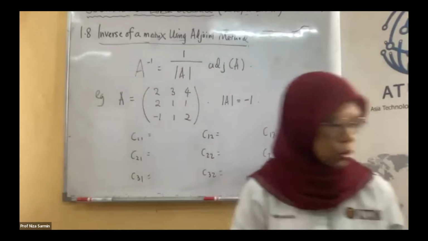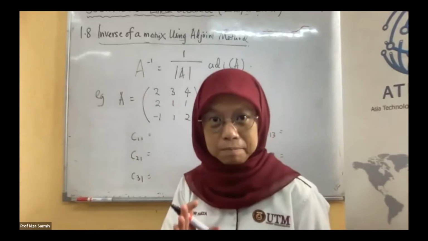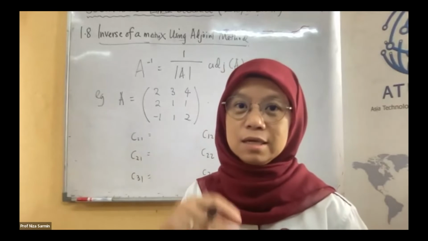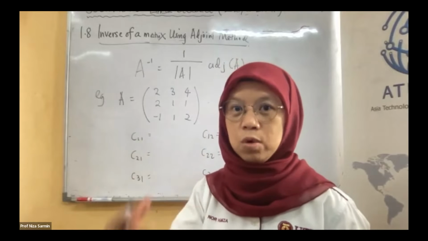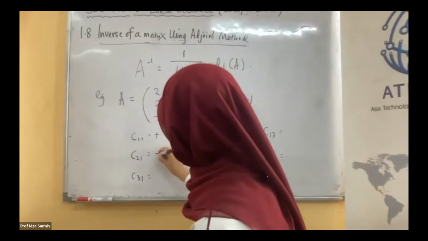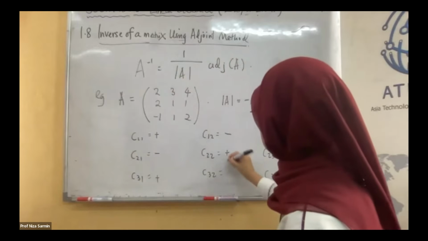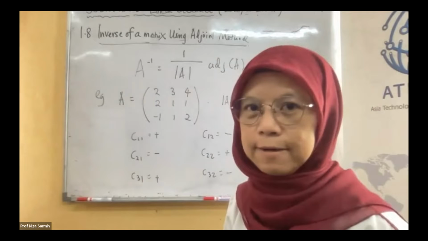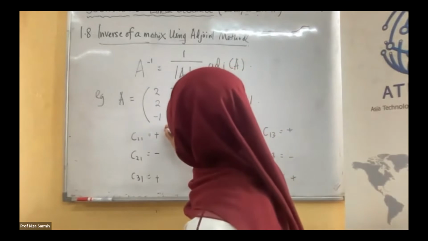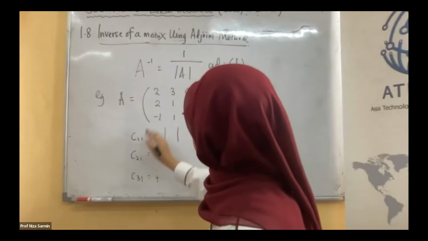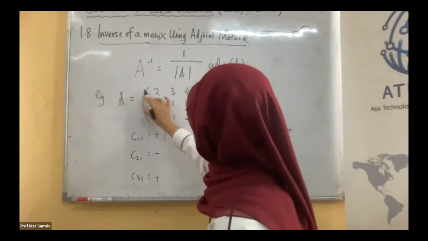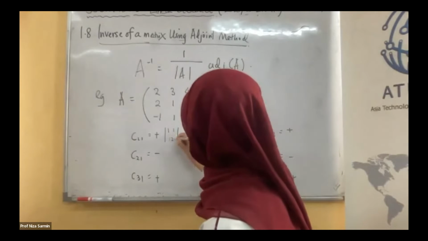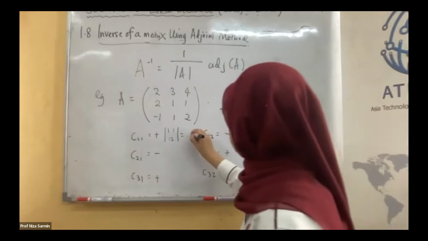Right. So, you remember the one that I mentioned earlier, right? Because the difference between cofactor and minor is the positive or negative, -1 to the power. So positive, negative, positive. Negative, positive, negative. Positive, negative, positive. So that we don't forget, yeah? Okay. Now C11 is the determinant after removing row 1, column 1, right? So 1, 1, 1, 2. So the answer is 1.